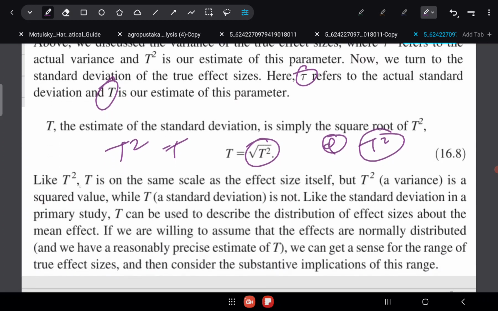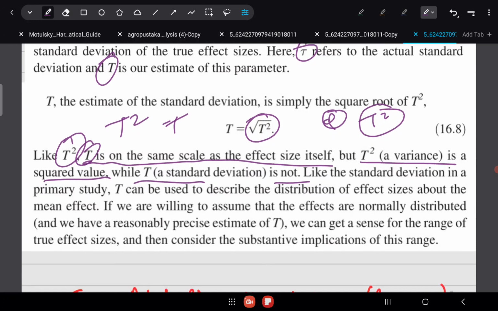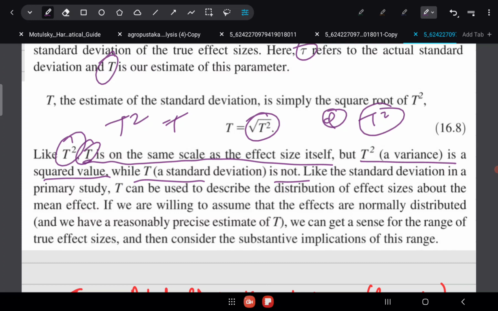And of course T will be on the same scale as the effect size index. So tau square is on the squared scale of the effect size index, and T is on the exact same scale as the effect size itself, right? So remember, T square will be the squared value, but T will be on the same scale. And again, it will not depend on the number of studies. Unlike the Q statistic, it will be on the same scale, and it is a more intuitive measure than the Q statistic. Okay. So what is the purpose of having this T? This T is very intuitive.